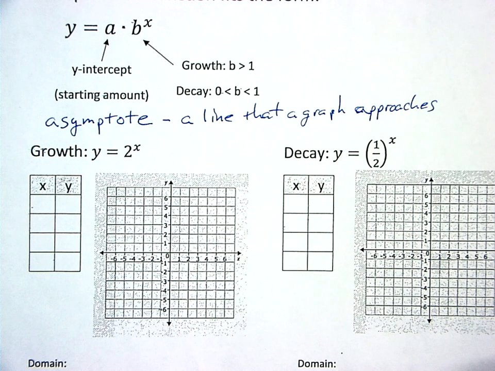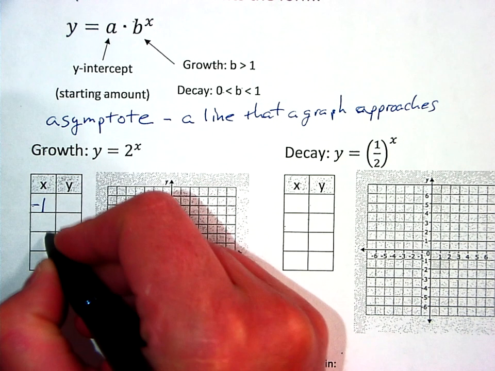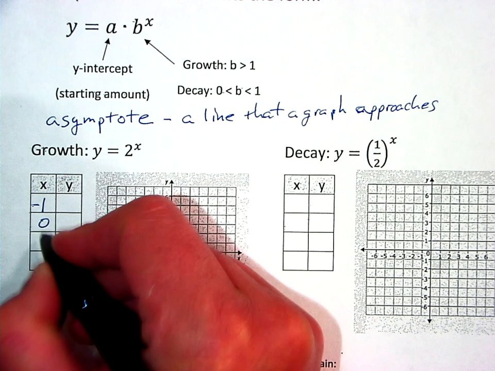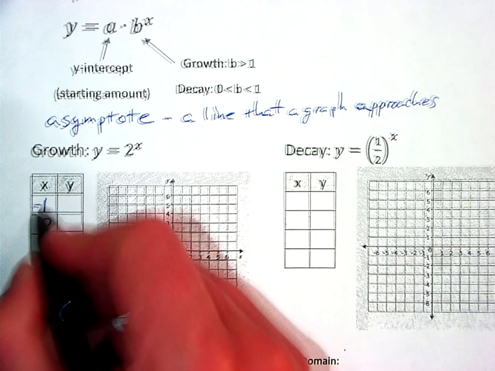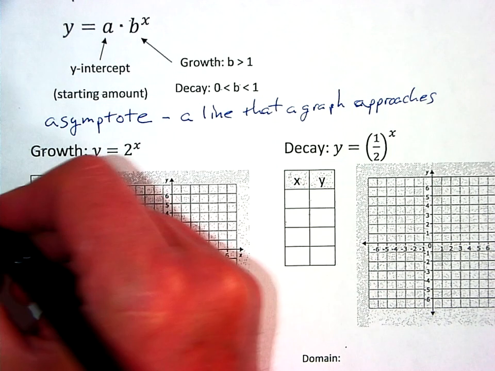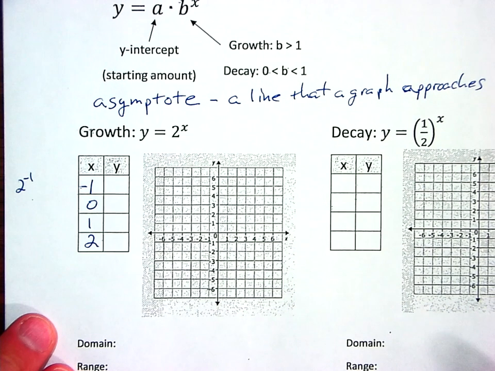So let's go ahead and graph our first one, y equals 2^x. All right, I'm just kind of arbitrarily choosing these points, that means randomly. Negative 1, 0, 1, and 2. So this is the same as 2 to the negative 1, correct? Am I allowed to have a negative exponent? So how do I get rid of it?